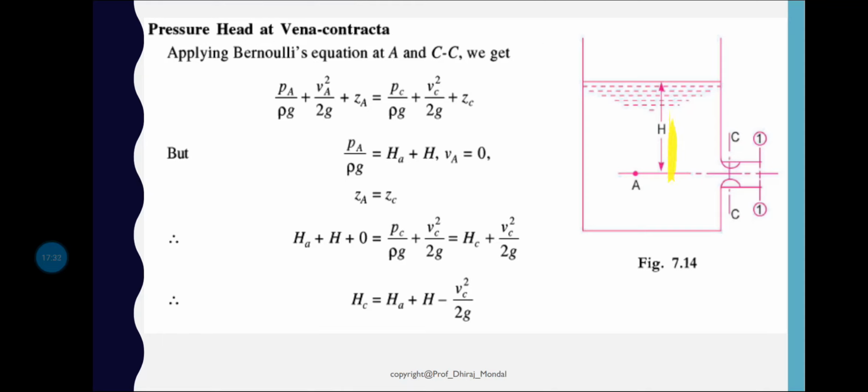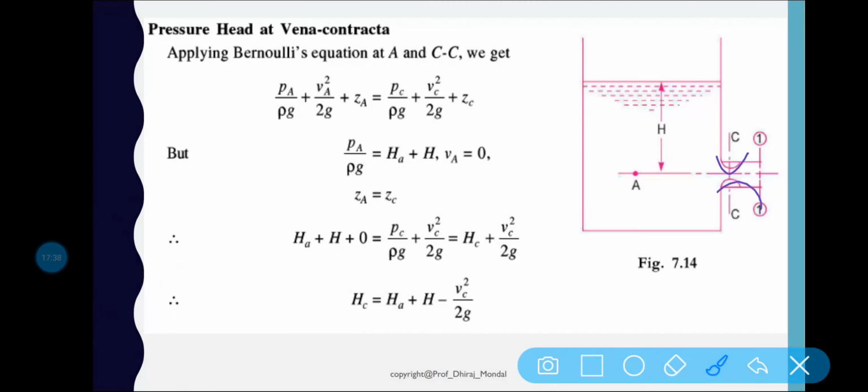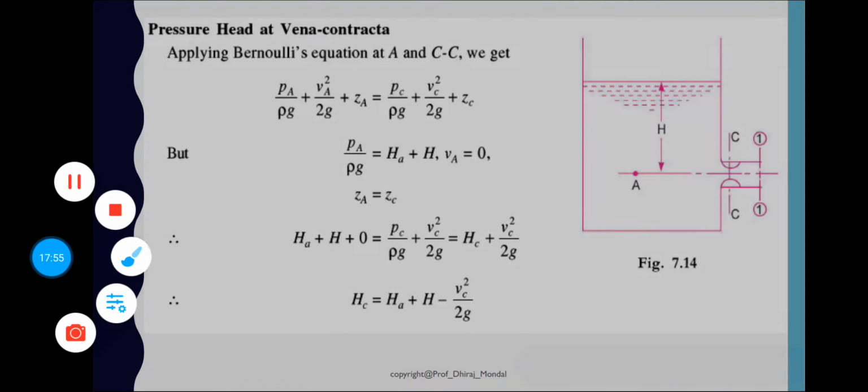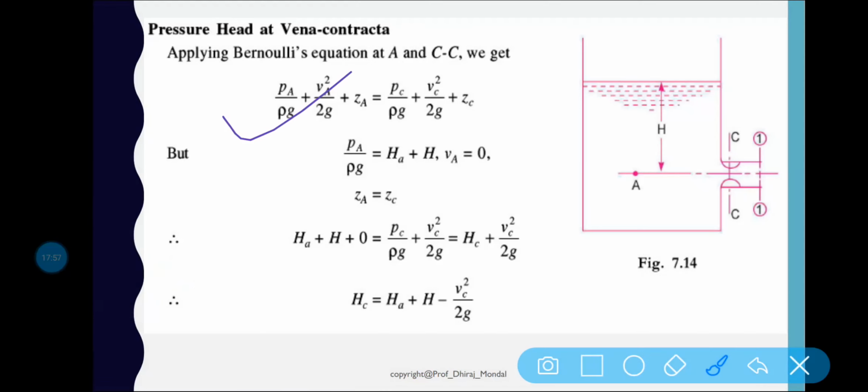Now the pressure at vena contracta. If this is a mouthpiece and this is your head, and this is the point Cc where vena contracta will occur. So applying Bernoulli's equation between A and Cc, what we will get? P_A by rho g plus V_A square by 2g plus Z_A is equal to P_C by rho g plus V_C square by 2g plus Z_C.